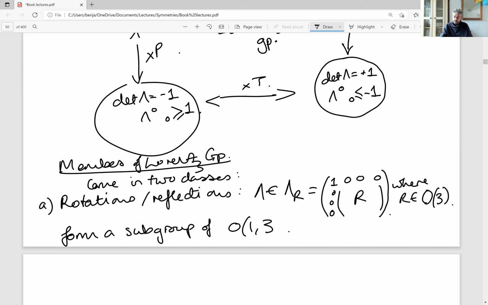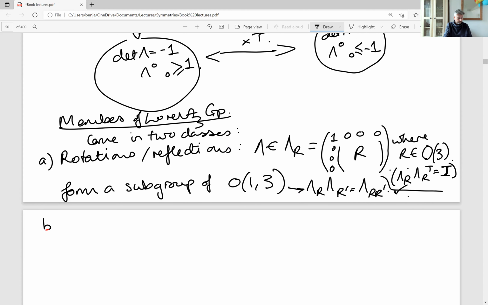So if R is in O(3), you can convince yourself very quickly that this implies that lambda times lambda transposed is equal to the identity matrix. And to convince yourself it's a subgroup, you need to prove, which is like a one-line proof, that lambda r times lambda r prime is lambda r double prime. And indeed, just by multiplying the matrices in this form, you can see that that's the case.